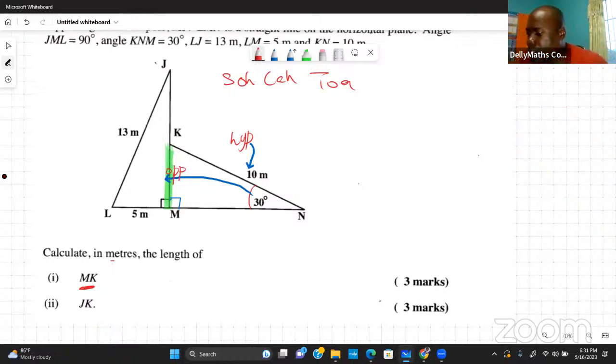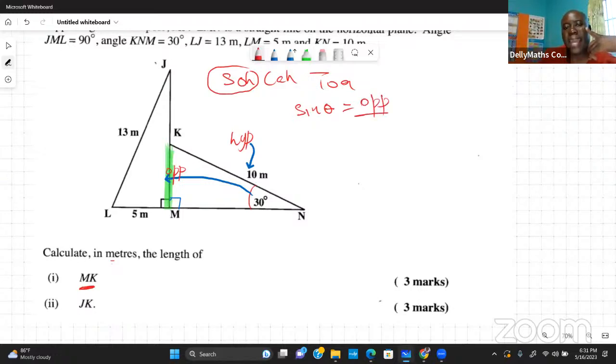So you want to draw on your soccer tower, and then you want to think of, when you pull back on that, which one of these would have the opposite and the hypotenuse? So you look, it's going to be sine. So you want to set up that the sine of an angle in the right angle triangle is equal to the opposite side divided by the hypotenuse side.